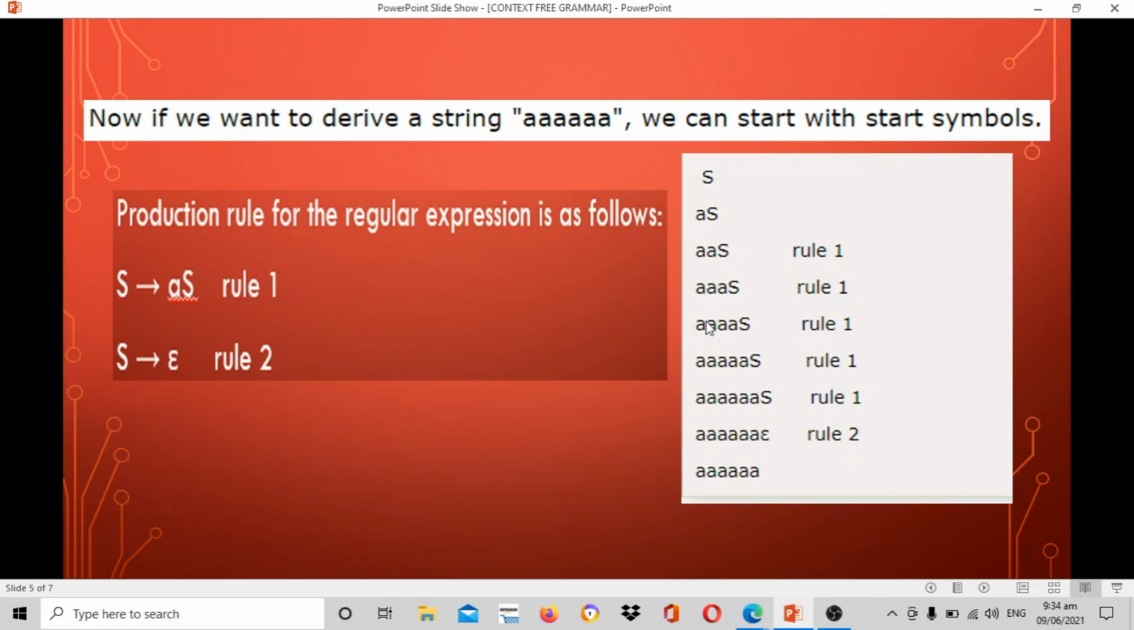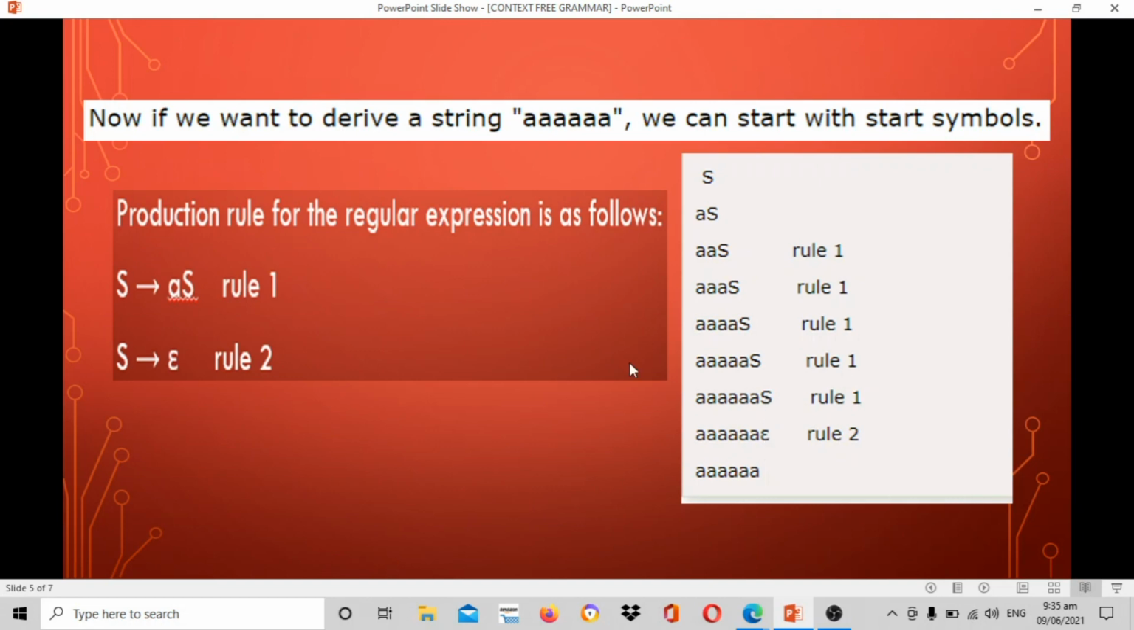Then write down the a. Then again rule number 1, aS, so we write the aS here. Then we write down again a. Then S gives aS again, so this is rule number 1 again. Then we write down a. Then S gives rule number 1 again, aS. Then write down the a. Now we already have the 6 a's.